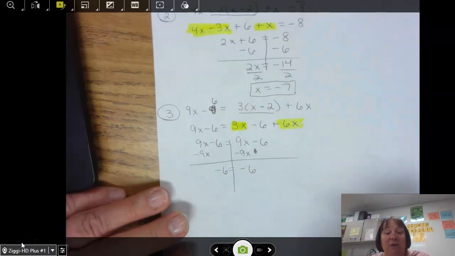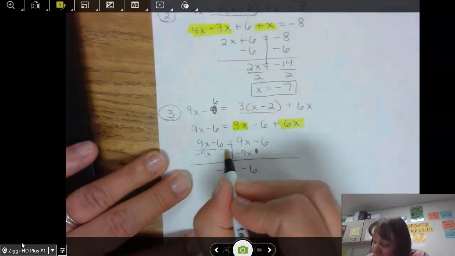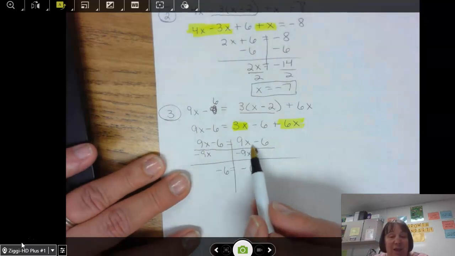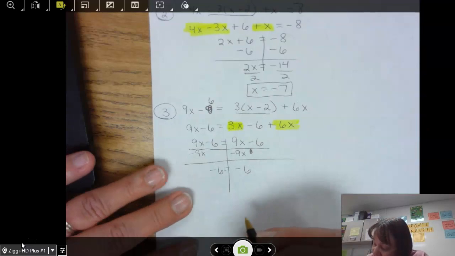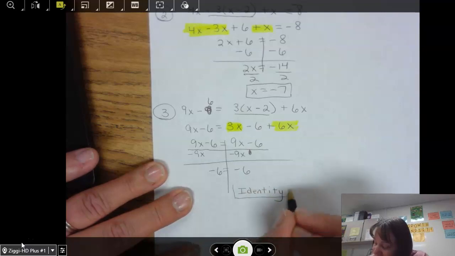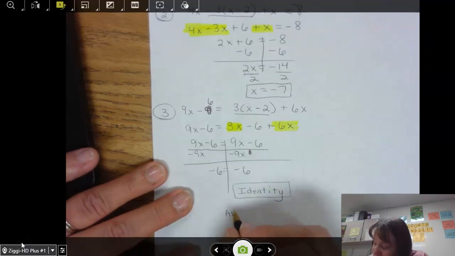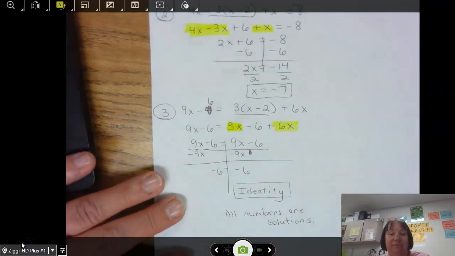Okay, that is always going to be true. I have the exact same thing. You may have noticed it right here. You could have stopped here and said, oh, these are identical. When I have the same thing on both sides, then this is called identity. And all numbers are solutions. So it doesn't matter what I plug in for x, every number is going to work.